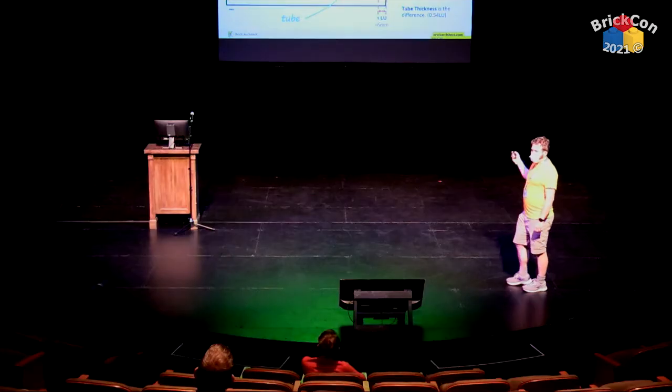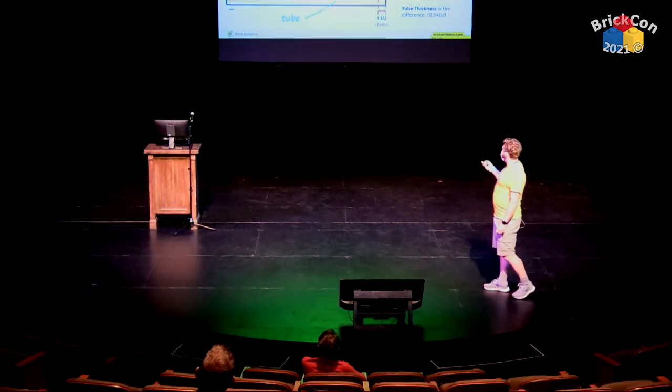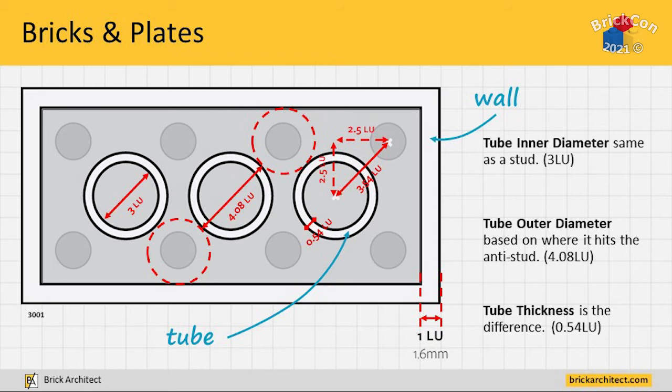I'm not expecting anyone to wrap their head around this math in real time during a presentation, but basically the point of this is that because the outer diameter of the tube is dictated by exactly the amount of space needed to create the correct size anti-stud on the bottom, you have weird geometries there. The outer diameter is 4.08 Lego units, which is kind of a weird number in an otherwise predictable system. And the wall thickness is 0.54 Lego units.